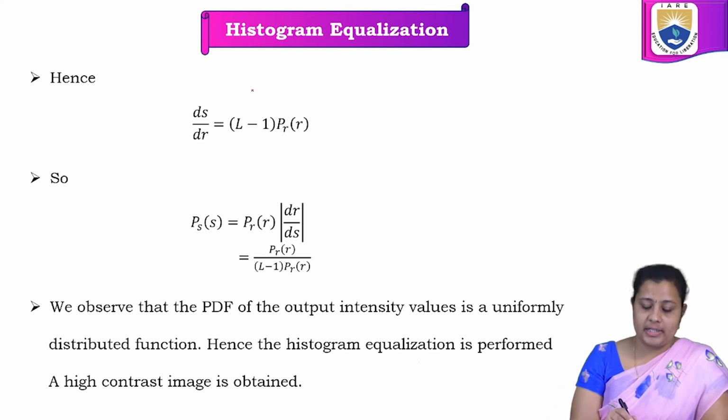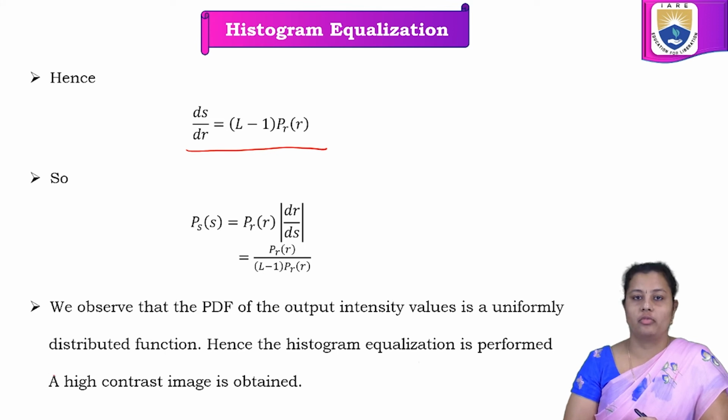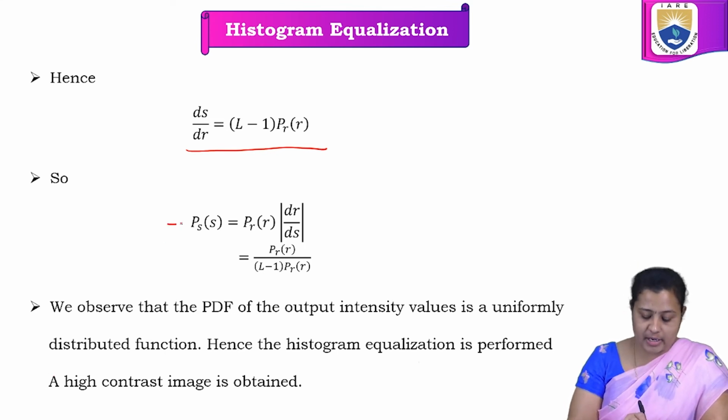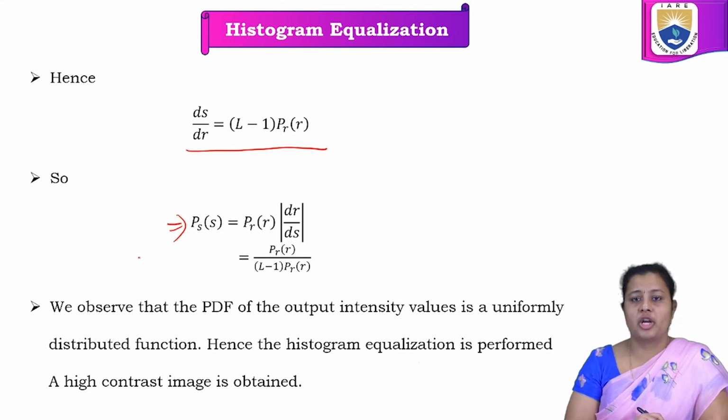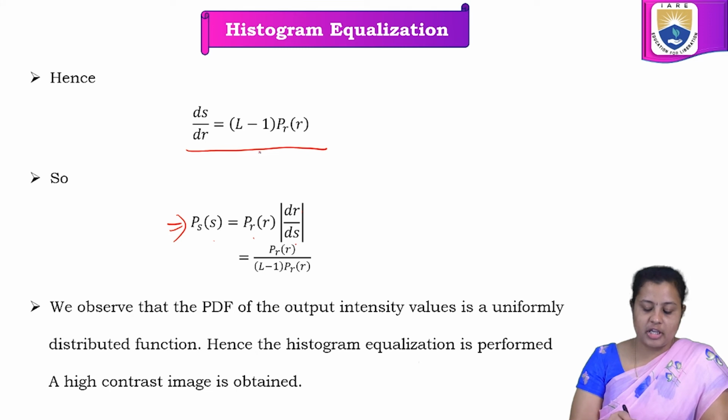Right? So, we get ds by dr is equal to (L minus 1) into PR of R. If we try to calculate the probability density function of my output image, PS of S is equal to PR of R into modulus of dr by ds. We have ds by dr equal to (L minus 1) into PR of R. So, I am taking the reverse operation, and I get this equal to PR of R by (L minus 1) into PR of R.